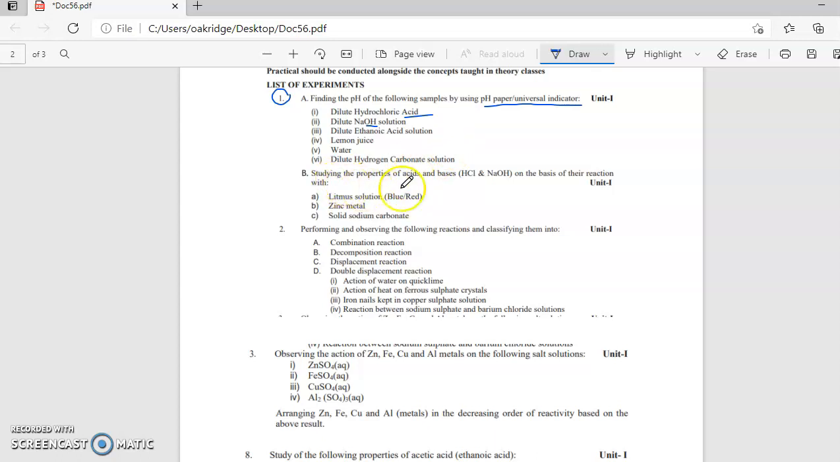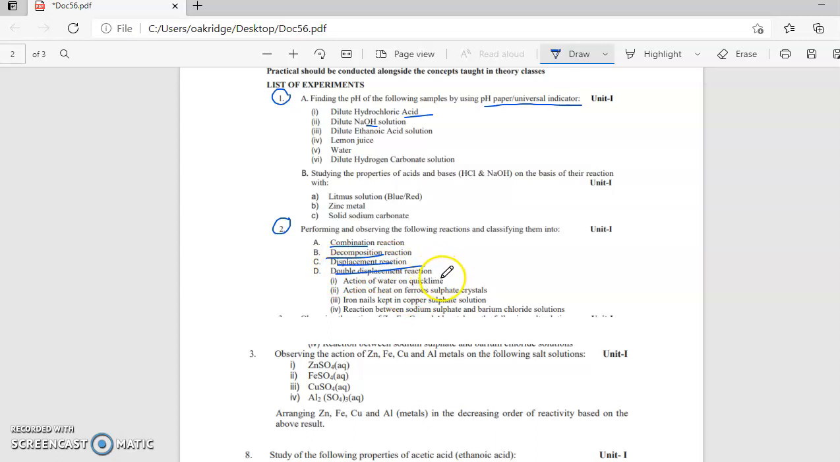Next, the B part is the reaction of HCl acid and NaOH base with litmus solution, zinc, and solid sodium carbonate. These are reactions you'll be seeing, and how the litmus solution behaves. This is also very easy. There's nothing much to struggle with in this. Next, the second experiment is based on the first chapter, which is the types of reactions.